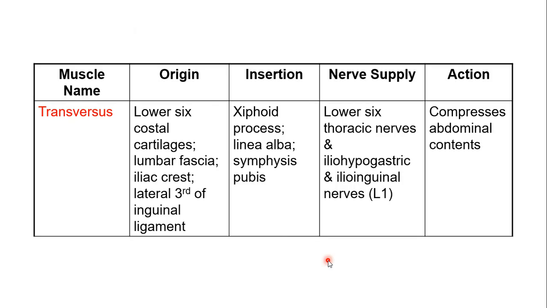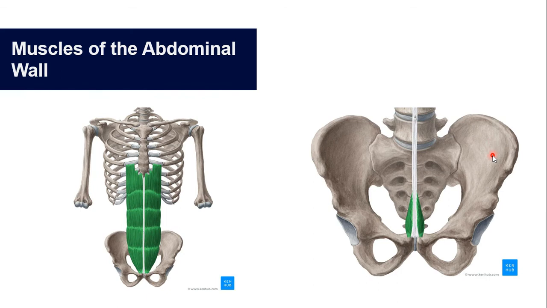So here is another table for your transversus abdominis. The nerve supply, of course, includes what also supplies the muscles for your external and your internal oblique. On the other hand, its action is somewhat different. It just compresses the abdominal contents. Take note of that.